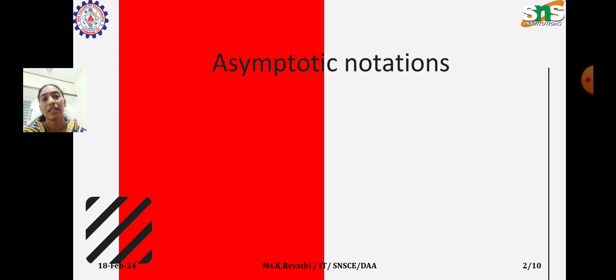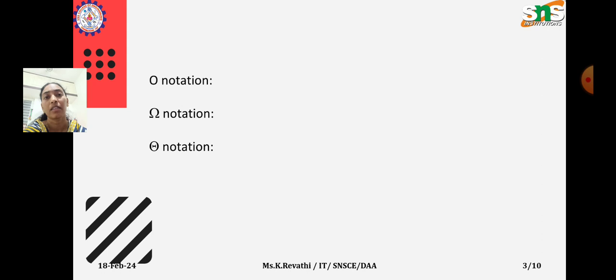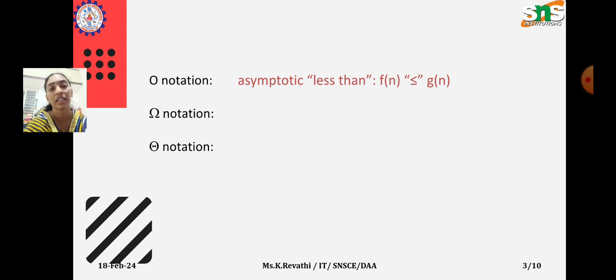Let us see about asymptotic notations. There are three notations to represent algorithms. First one is big O notation, second is omega notation, and third one is theta notation. The asymptotic notation is represented by three methods. First one is big O notation. Let us see about big O notation.